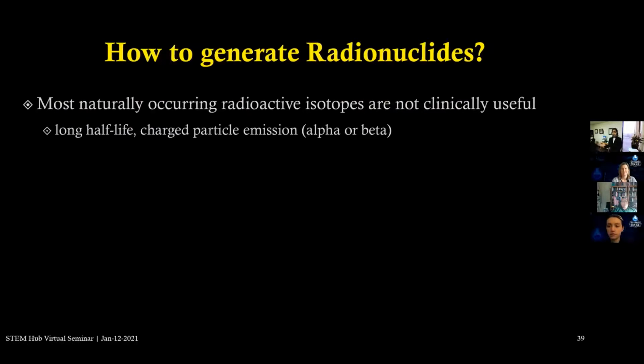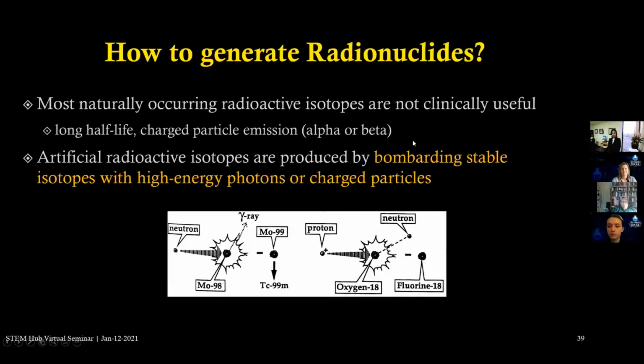We have some natural radioactive isotopes, but these cannot be used because they have long half-lives and they emit alpha or beta particles. So we have to generate radionuclides that produce gamma rays and have the half-life that we want. For that, we bombard stable isotopes with high energy particles like neutrons and make them unstable. And after they are injected, they slowly disintegrate and emit gamma rays.